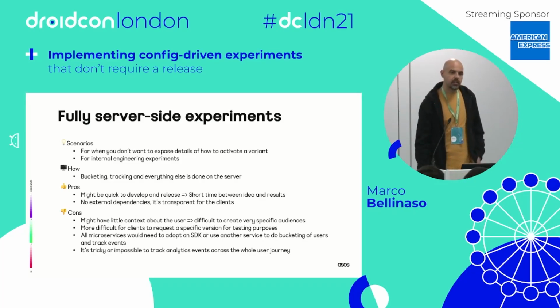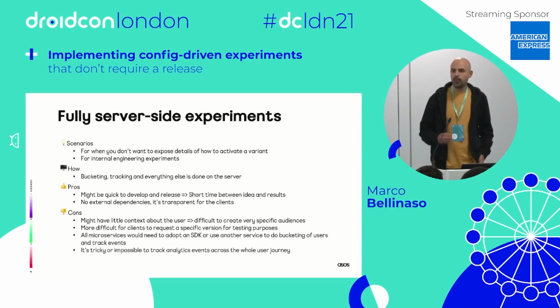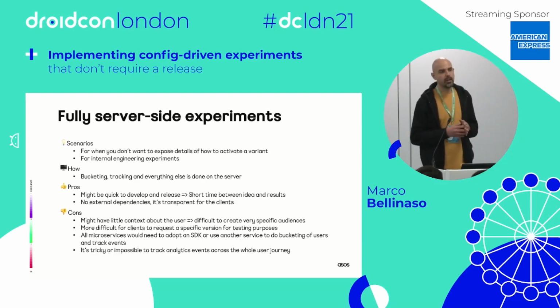And finally, it's very tricky or potentially impossible to do proper tracking of metrics, especially if you want to track the benefit of something somewhere else in the journey. So you do something on the backend on one screen that the user is on, but then maybe the benefit of that is visible much further down the line in the user journey. So with fully server-side experiments, you can't really do that, or maybe it's tricky.